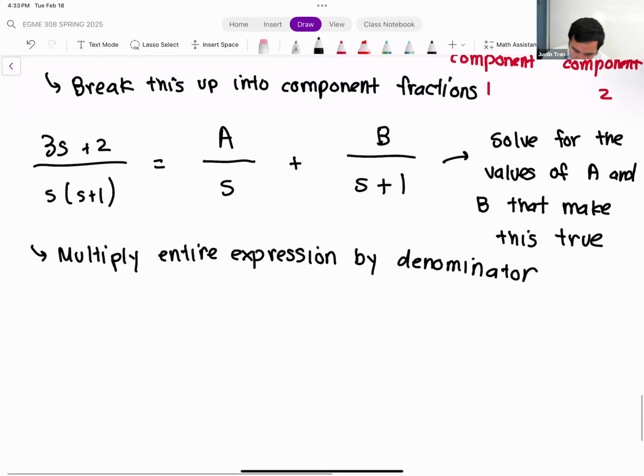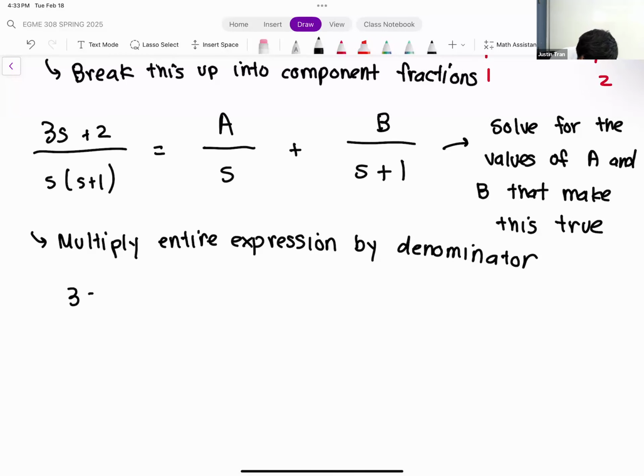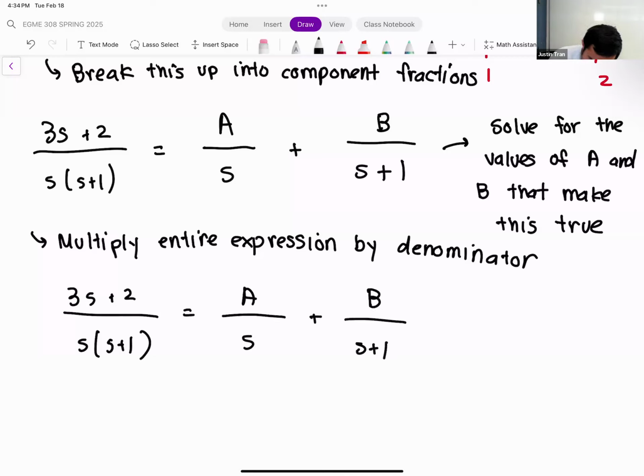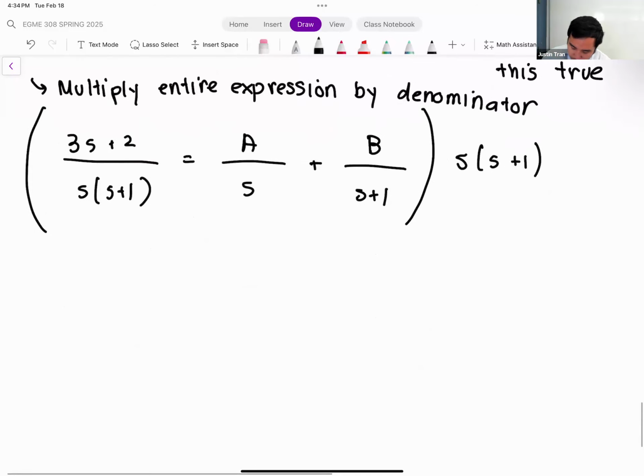Okay. So let me write out the whole thing again. So we have 3s plus 2 divided by s times s plus 1 is equal to a over s plus b over s plus 1. Okay. So I'm going to take this entire expression, and then whatever is in the denominator on the left-hand side, we're going to multiply by that. Okay. So we have multiply by s times s plus 1. Okay. And so we're going to distribute that s times s plus 1 to every single term in this expression.